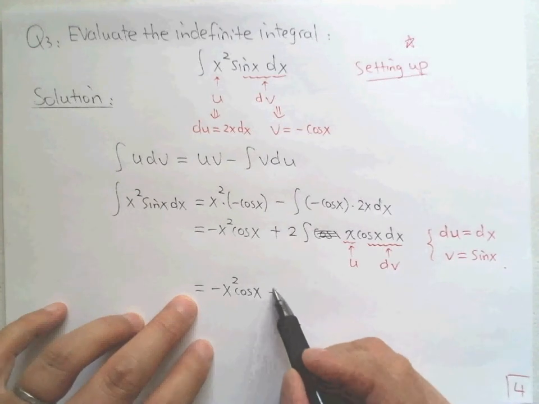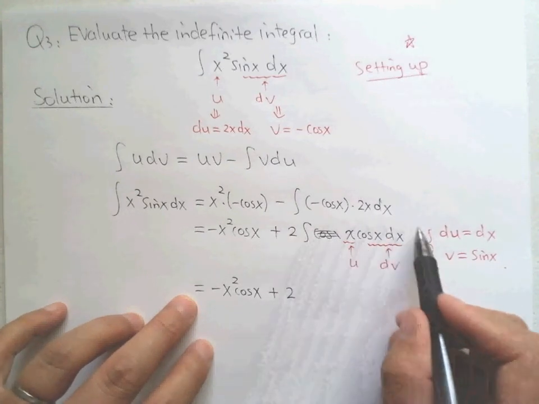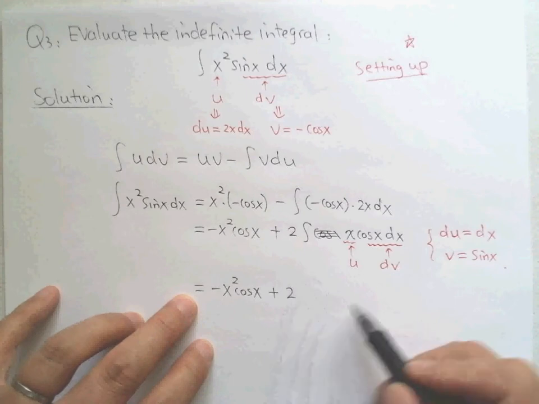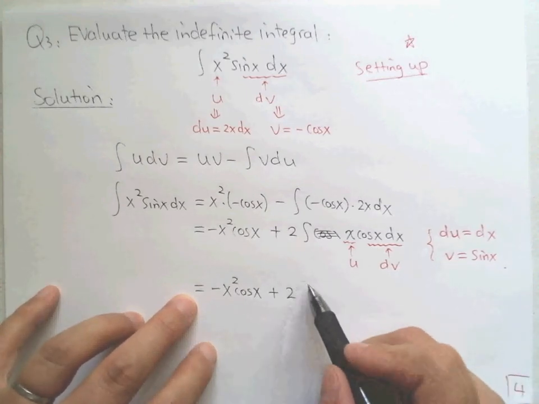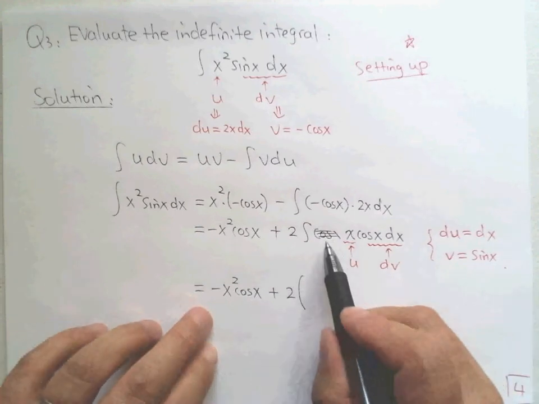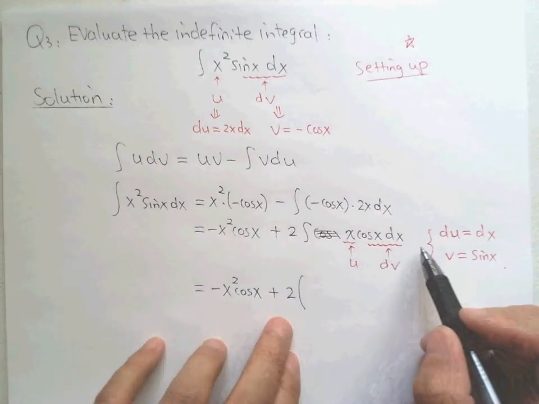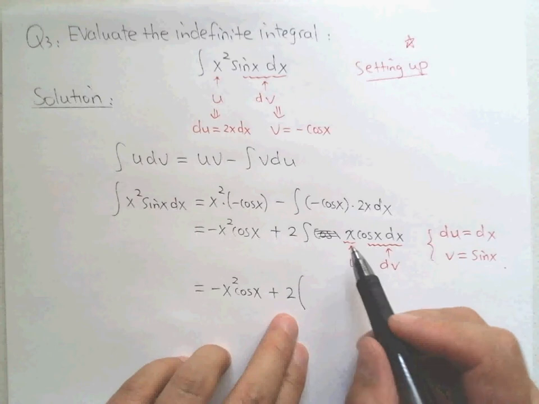Let me see what we get. I copy this here, and then plus 2. Keep in mind that here there are 2 terms, right? So I have to put the parentheses, otherwise you have to distribute it. Don't miss this. So I put the big parentheses.